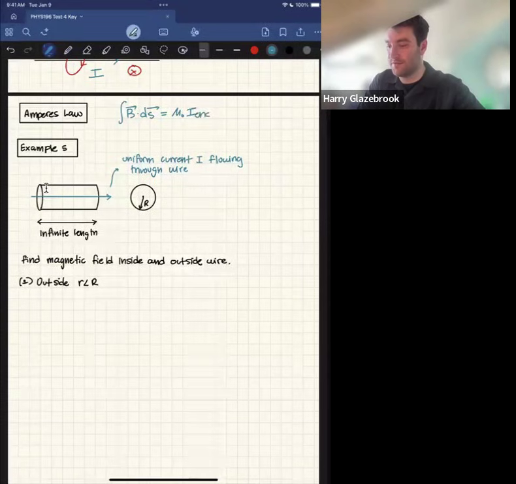So you'll notice it looks very similar to Gauss's law. This is a magnetic field. We're integrating a line integral this time. And then we have our mu naught instead of epsilon naught, and we have I enclosed instead of charge enclosed.